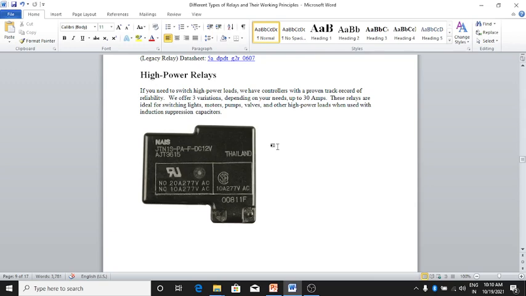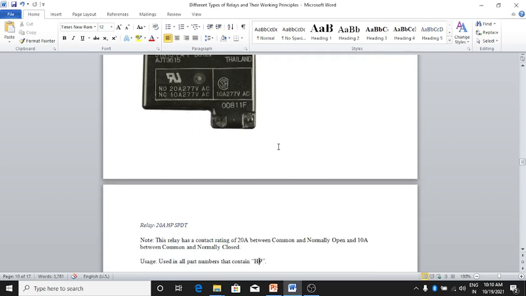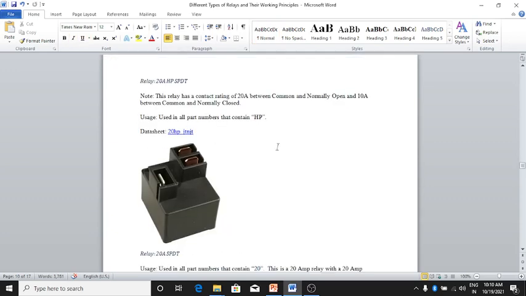Okay, this is the diagram. Look here. NAIS is a company which manufactures it for high power. See here, a relay with 20 ampere HP SPDT. This relay has a contact rating of 20 ampere between common and normally open and 10 ampere between common and normally closed. Used in all part numbers that contain high power. Only high power application is here.